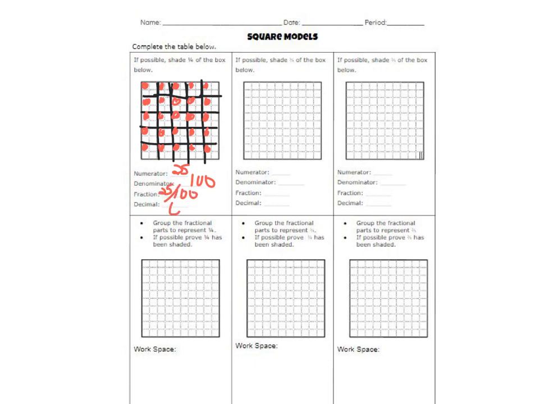And as a decimal, you're going to write it as 0.25. Now the bottom says group the fractional part to represent 1/4. If possible, prove that 1/4 has been shaded. So all I have to do is divide this into 4 parts, and then shade in 1 section. If you really want to know if you did that, I'm going to count. That's 5, 10, 15, 20, and 25. So the total was 25, which means I did it correctly.